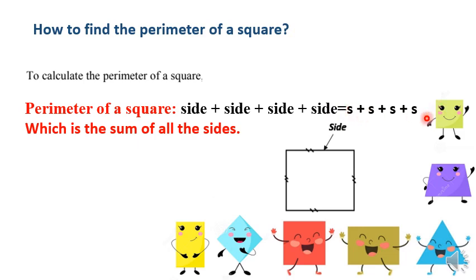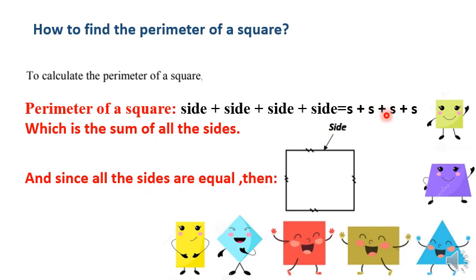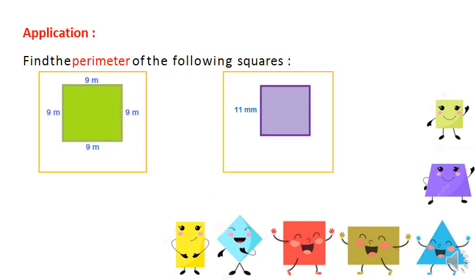But look here, we have repetitive addition because the sides are equal. Since the sides are equal, instead of adding side plus side plus side plus side, we can multiply the side by 4. Okay, we can find directly the perimeter of a square by multiplying its side by 4. Instead of adding side plus side plus side plus side, we can get the length of one of its sides and multiply it by 4. Let's make an application.